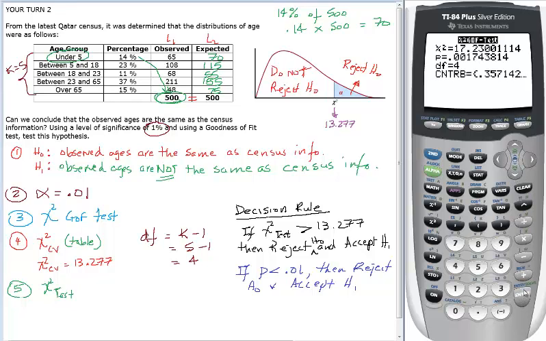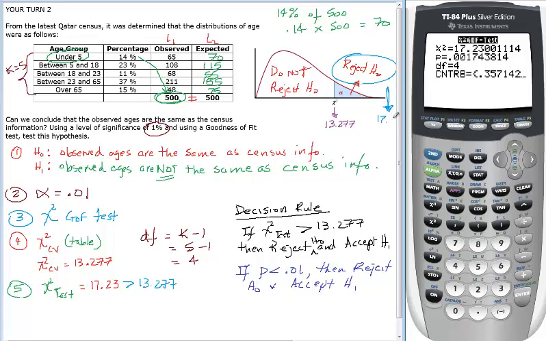And calculate. Now your chi-square test value comes out to be 17.23. Now 17.23, if you look at your chart, that's definitely greater than 13.277. So it's in what region? It's in the reject region, because 17 is up here somewhere, right? So therefore we can say if it's in the reject region, therefore reject H0 and accept H1.